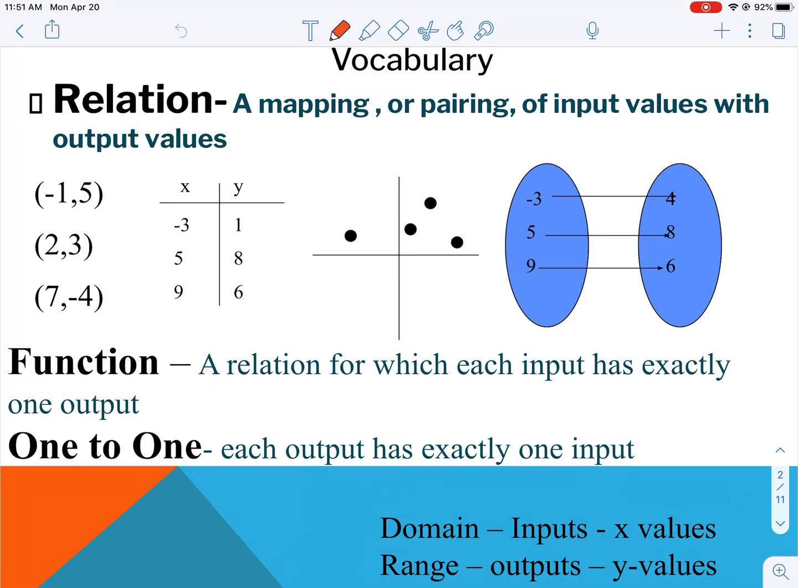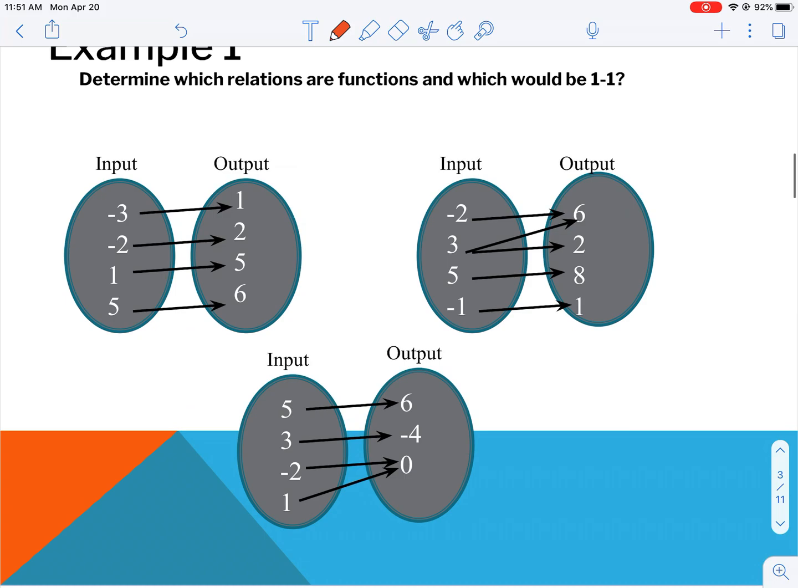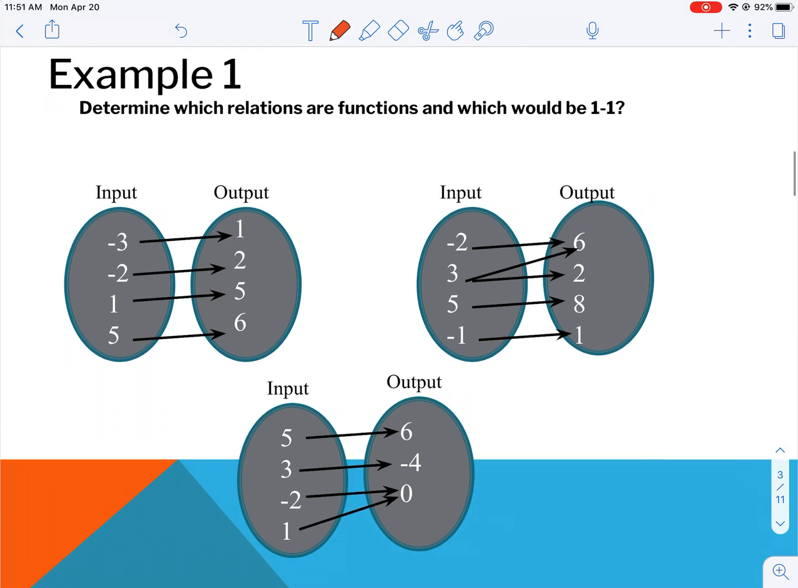So basically you can have coordinates, you can have a table, you can have a graph, or you can have a mapping notation, but any of those are relations. But in order for the relation to be a function, every input has to have one output. And if you're going to be a one-to-one function, then every output has to have one input. And just recalling domain and range, so domain was x's, range is y's.